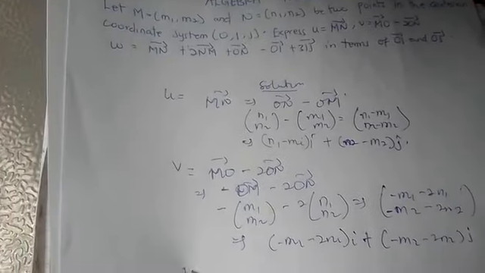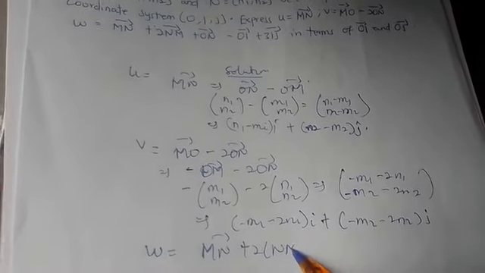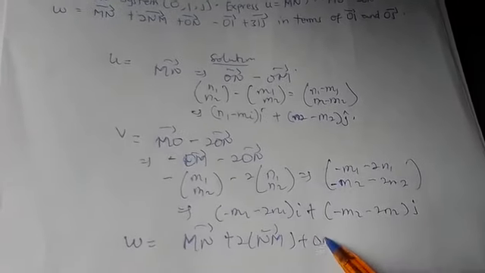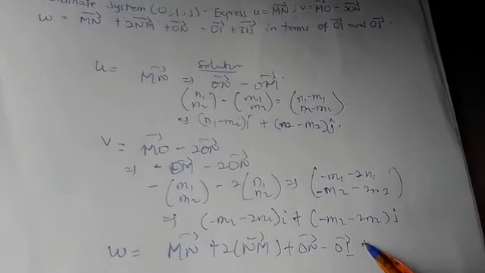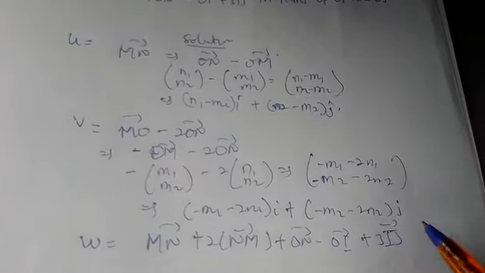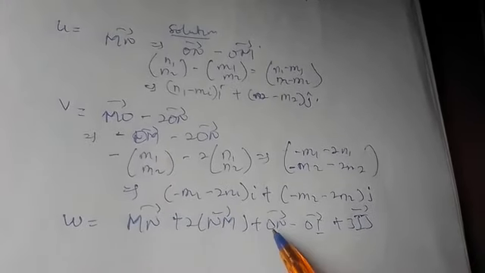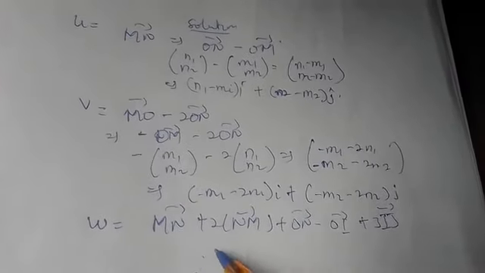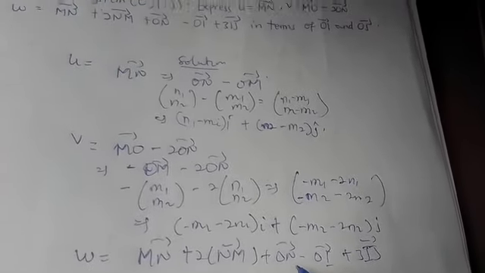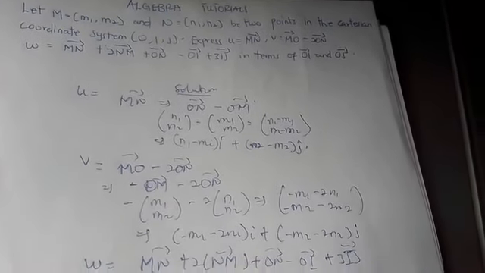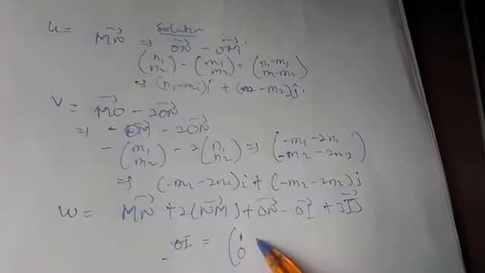Now let's finally go to the w and see what we get. So w is saying that we should get MN plus 2NM plus ON minus OI, then plus 3IJ, like this. So from the question, I have MN, I've solved it in the first place. I have NM, that is negative of that. I have ON. Now what is OI? We know that OI is simply the i and j. So here we are dealing in the OI system. For that reason, I'm going to get, i is (1, 0), like that.